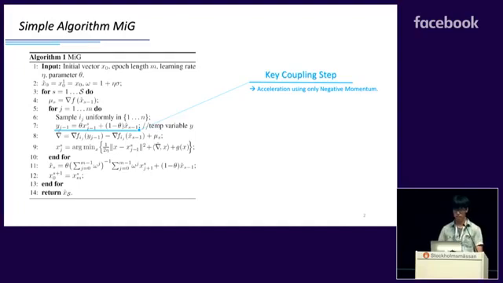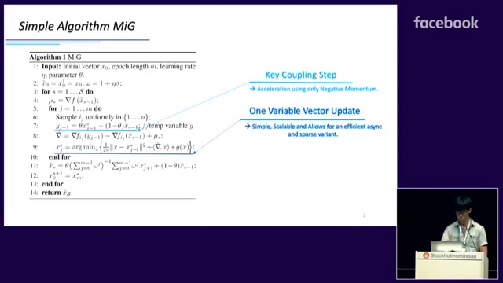We form a convex combination of the iterates and the snapshot point, which is known as the negative momentum trick. Thanks to the snapshot point being a constant point in each inner loop, this combination can be formed whenever used. So we only need one variable vector update. Our algorithm is very simple, scalable, and it allows for an efficient asynchronous and sparse variant. Because in such a setting, the vector is stored in the shared memory and updated asynchronously.